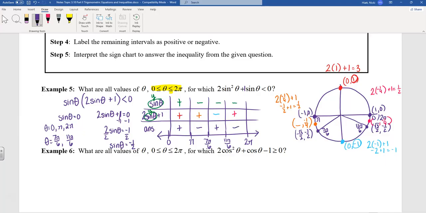Which ones are my answers, the positives or the negatives? Negatives, because I had a less than 0, so negatives are my answer. It's a less than sign, not a less than or equal to, so just use parentheses with everything. You'll have pi to 7 pi over 6 union 11 pi over 6 to 2 pi.